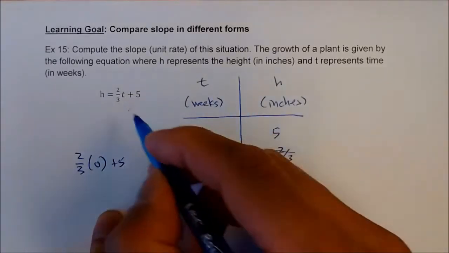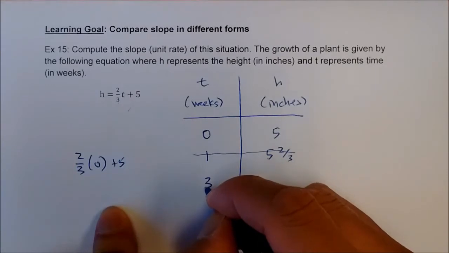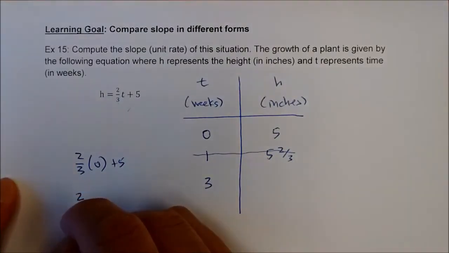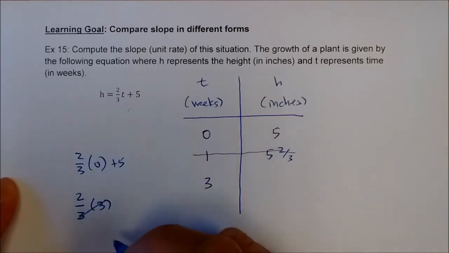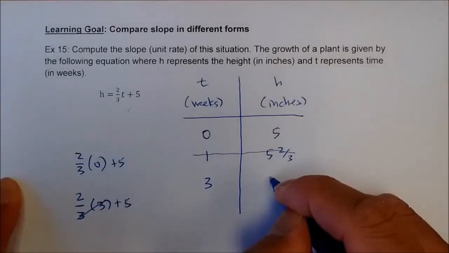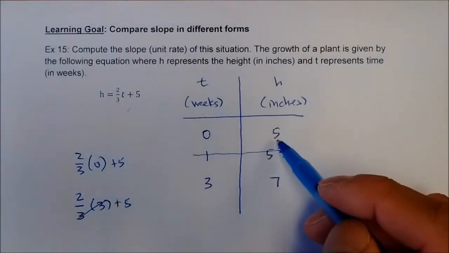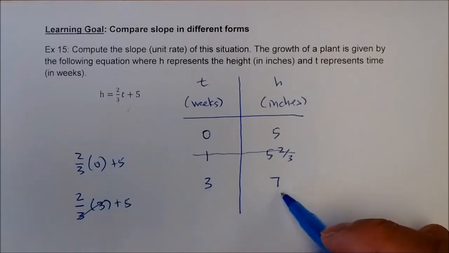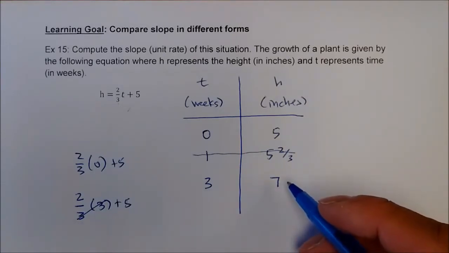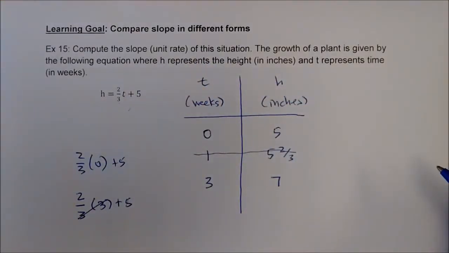So this 2 divided by 3 tells us that probably a better number to put for our time input value would be 3. So what we'll have here is 2 divided by 3 and then multiplied by 3. Well, those are opposite operations, so the 3 and the 3 undo each other, and so plus 5 there. We've got 2 plus 5, that gives us a height of 7. So now we have a table of values, 0 weeks, 5 inches, and 3 weeks, 7 inches. Go ahead and pause the video and finish up computing the slope or the unit rate, and I'll come back and show you my answer in a couple minutes.